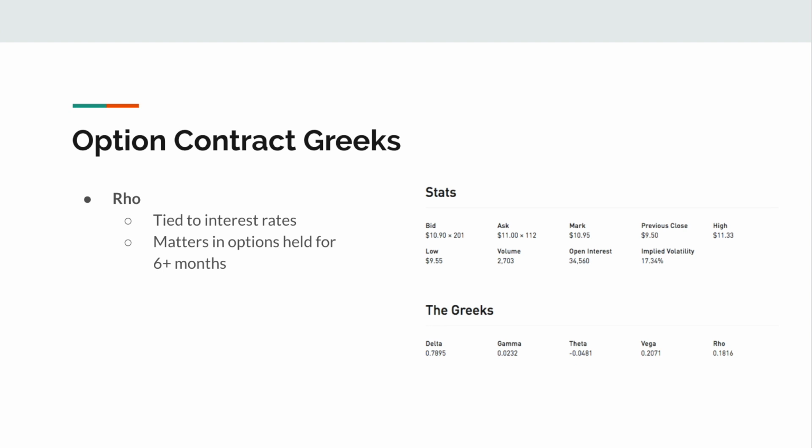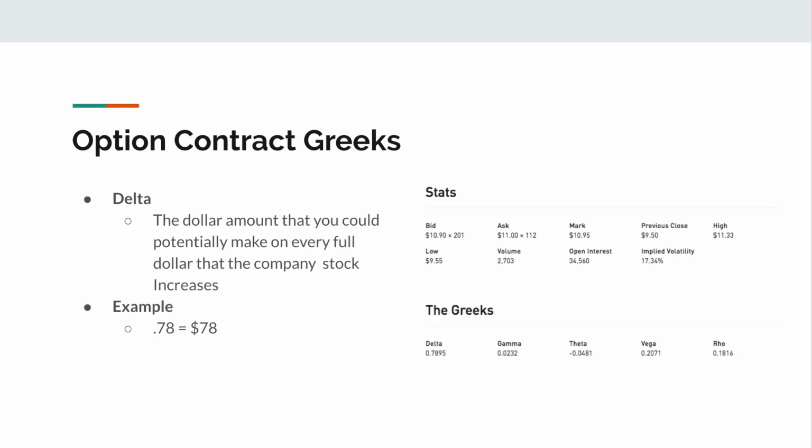So let's go ahead and review the Greeks a little bit. Delta is the dollar amount that you can potentially make on every full dollar that a company's stock increases. So delta in this case is 0.78. We determined that by multiplying 100 times 0.78. Like I said, there's a deeper math than that, but just to give you an idea of how much you can potentially make, it's $78.